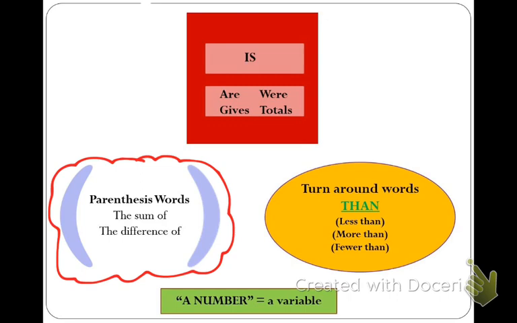If I have something that says the sum of, which one of those signs or operations do you think I'm going to use? Adding, okay? Anytime that you have the sum of, you're going to put adding. So I want you to go ahead and put a plus sign there. Now here's the key thing that you want to know. Parenthesis words means you're going to have to put these into parentheses, okay? And we'll have some examples that I'll show you here in just a bit.